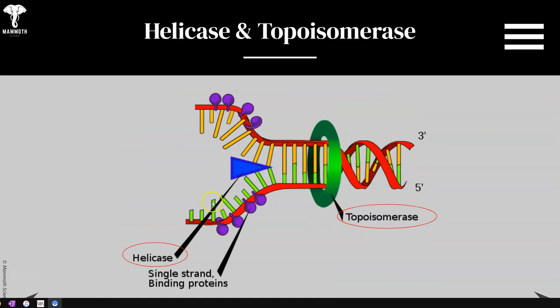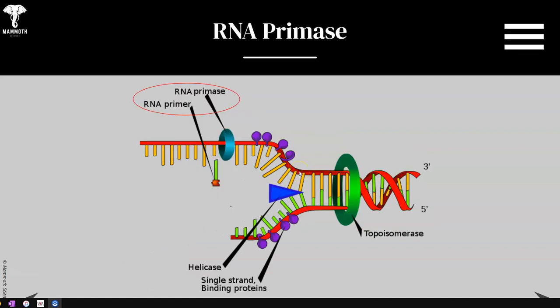Here is helicase moving its way in, starts to separate those hydrogen bonds. The single-stranded binding proteins attach to the outside, and then topoisomerase, represented by this ring, attaches upstream and constantly moves upstream, relieving the stress so it's not twisting and breaking. Here RNA primase comes in, lays down a little piece of RNA called a primer.